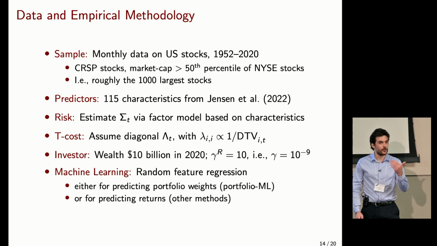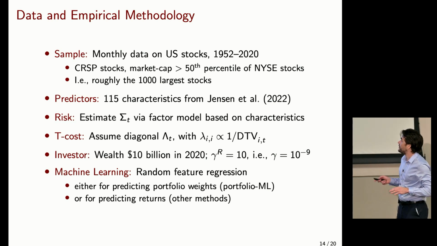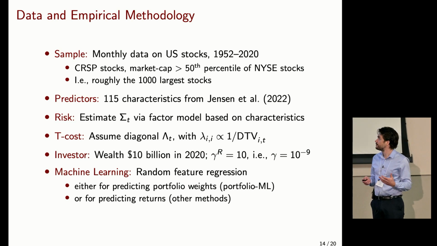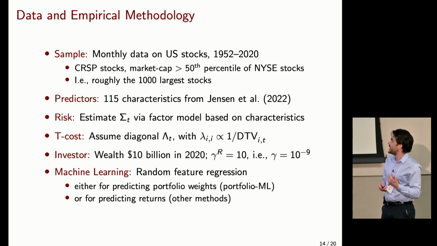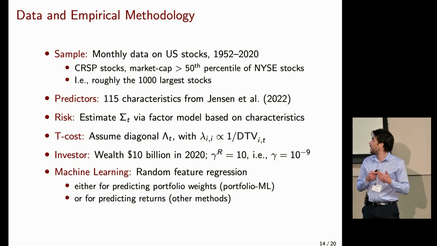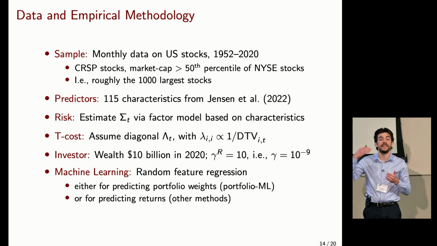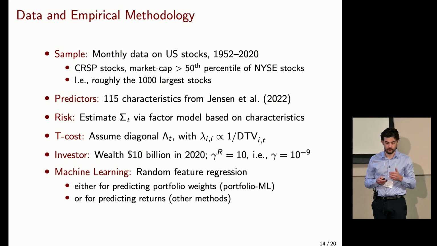We're going to consider investors of different size, but in our benchmark specification, we're going to consider an investor with a wealth of 10 billion by the end of 2020. And we're going to consider an investor with a relative risk aversion of 10. Now we're going to use machine learning, and in particular these random feature regressions, either for predicting portfolio weights in this portfolio ML method, or for predicting expected returns, which is an input for the other methods.